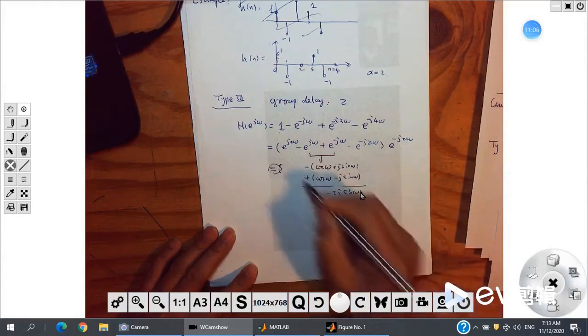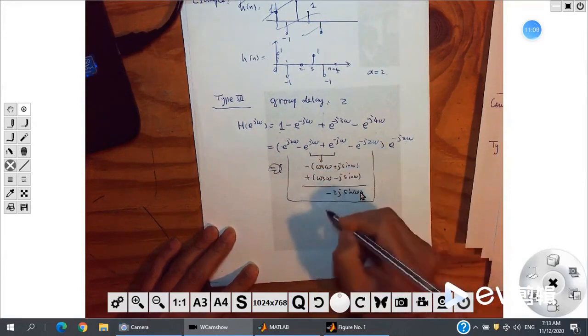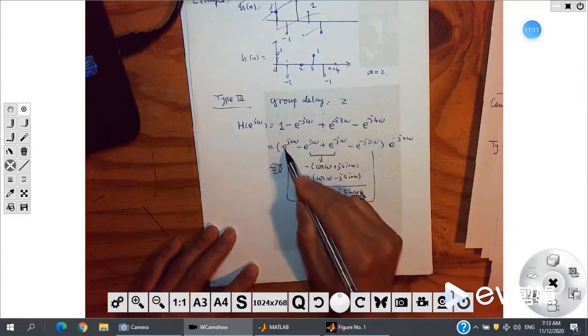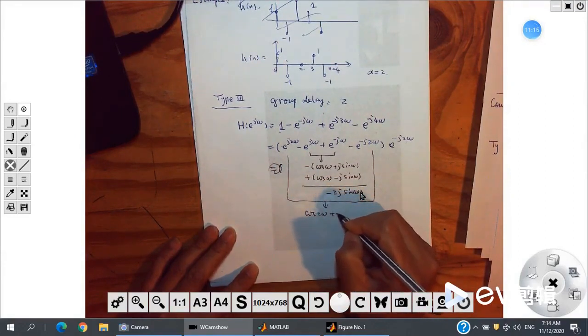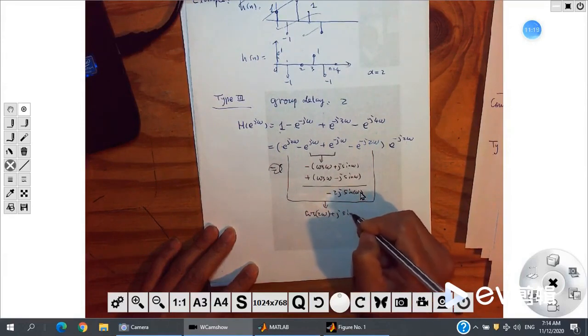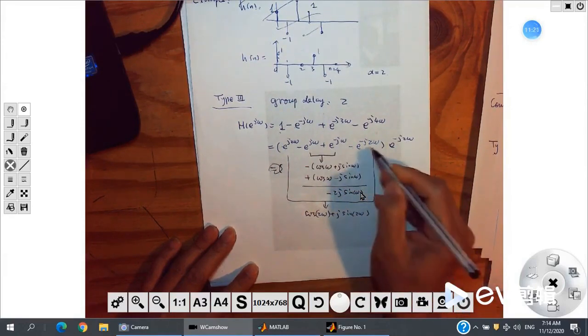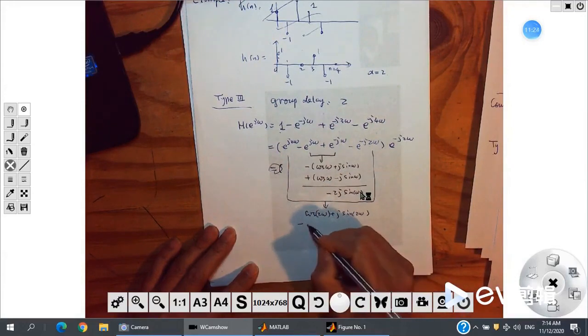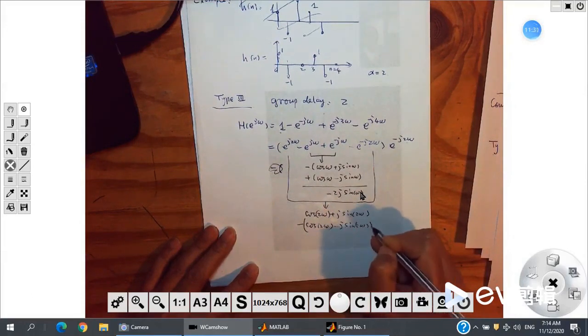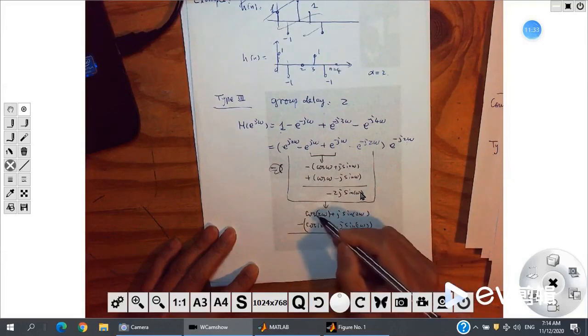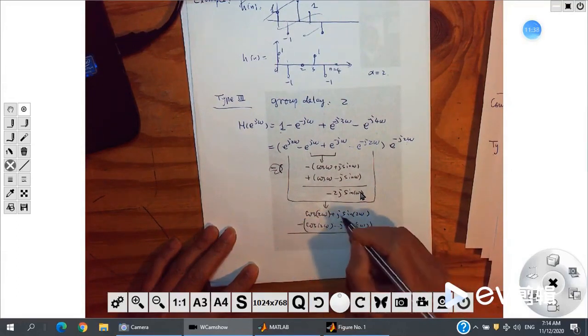Okay. And these two, I have this is a cosine 2 omega plus j sine of 2 omega, and this one is negative cosine of 2 omega minus j sine of 2 omega. Then we put them together, cosine cancel, I have these minus and another minus, so positive, so 2j of sine of 2 omega.